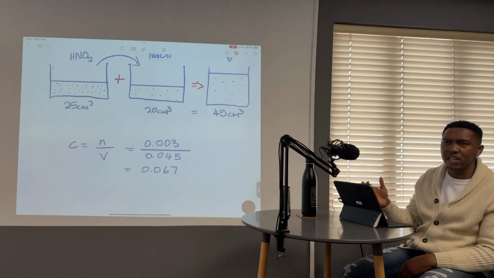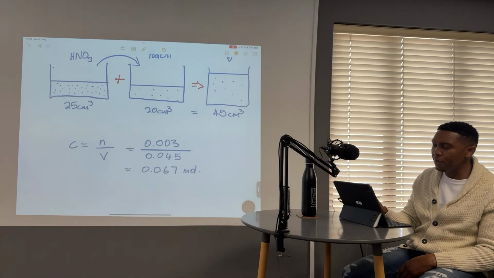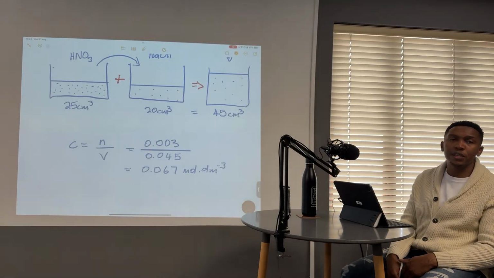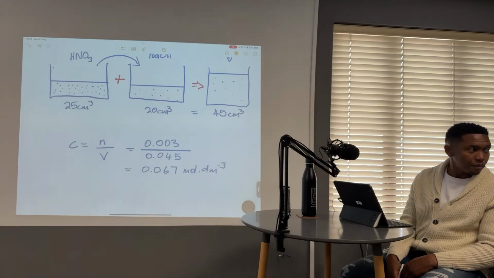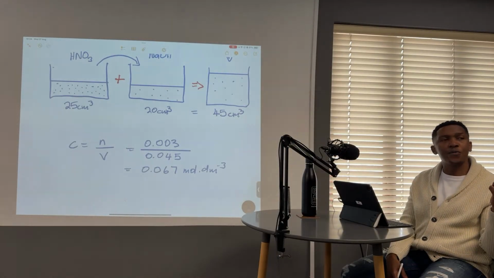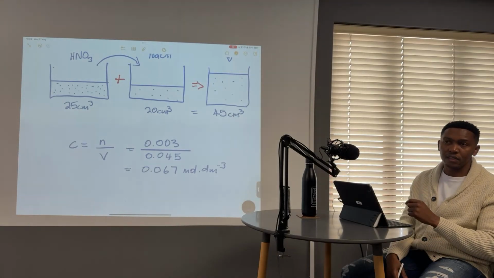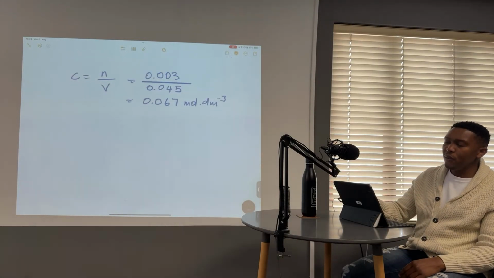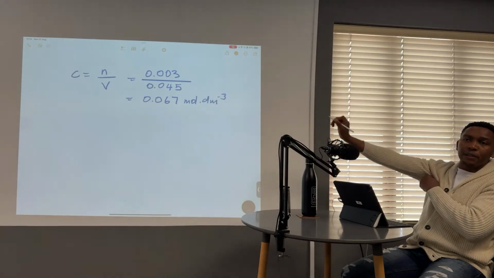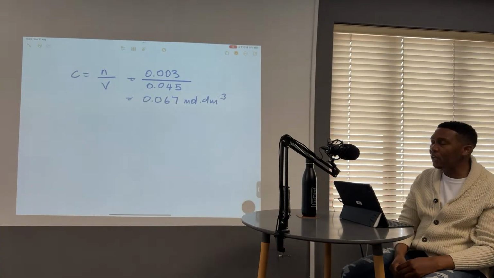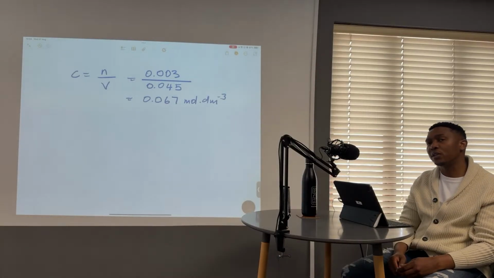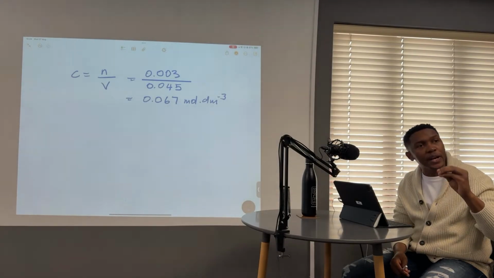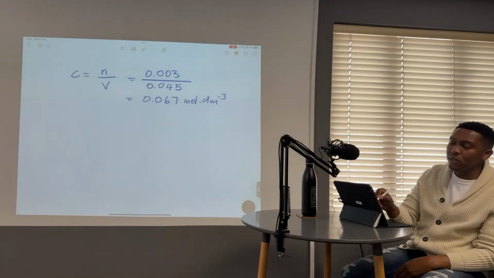Right, if you don't mind, let me just write it as 0.67 for now. Moles per cubic decimeter. All right, guys. What is this concentration? It is the concentration of nitric acid, the resulting solution. So now, am I ready to calculate pH? No. We're not. What do we need to calculate pH? Hydronium ions, right? I need to find out what is the concentration of our hydronium ions.